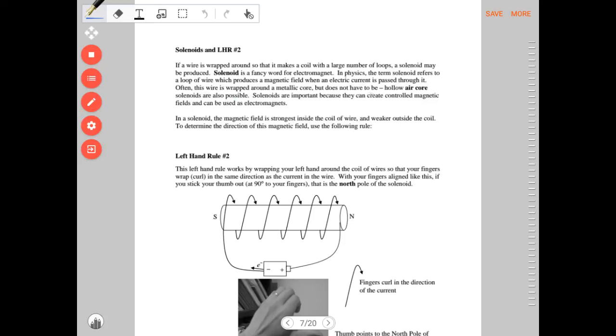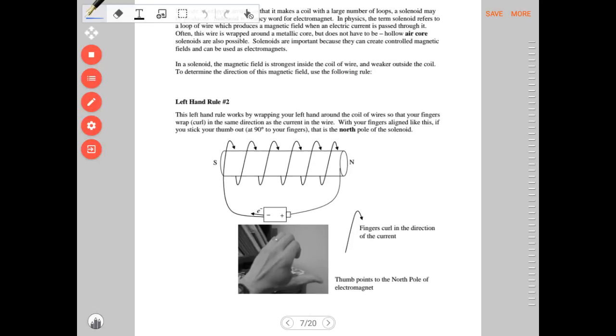Solenoids are important because they can create controlled magnetic fields and can be used as electromagnets. In a solenoid, the magnetic field is strongest inside the coil of wire and weaker outside the coil. To determine the direction of this magnetic field, we follow these rules. Basically, left-hand rule number 2.